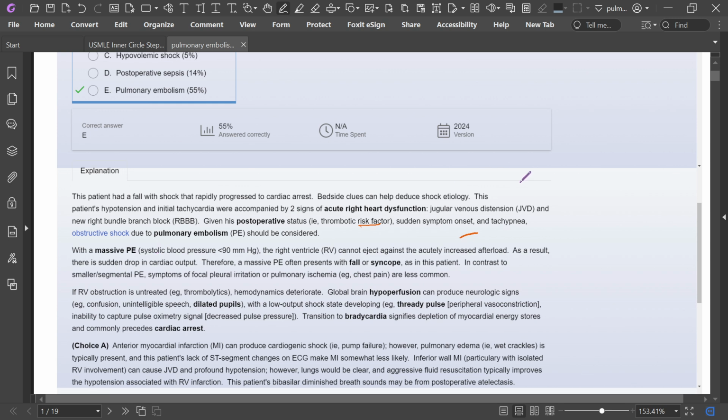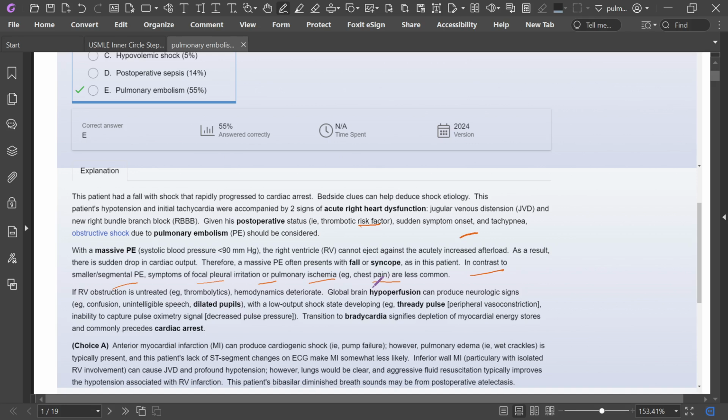A massive PE cannot eject against the acutely increased afterload, and as a result there is a sudden drop in cardiac output. Therefore a massive PE often presents with fall or syncope, as in this patient, in contrast to smaller segmental pulmonary embolism, where symptoms of focal pleural irritation or pulmonary ischemia, such as chest pain, are more common. If right ventricular obstruction is untreated without thrombolytics, the patient hemodynamically deteriorates.